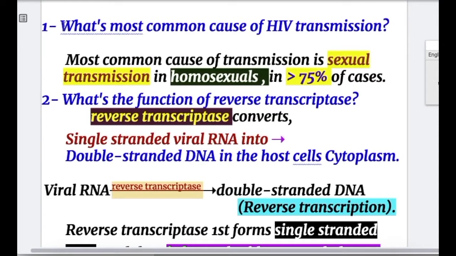Now, answers to the questions. What's the most common cause of HIV transmission? The most common cause of transmission is sexual transmission in homosexuals, and the incidence is more than 75%.